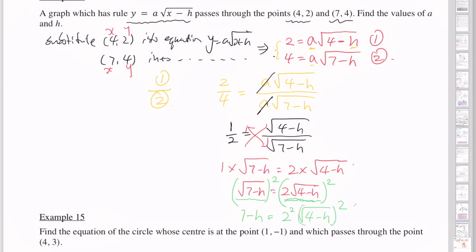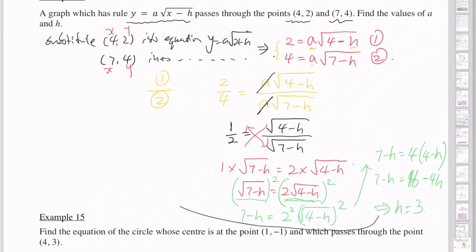Okay, and then you will have 7 minus h equal to 4 times 4 minus h. Expand the bracket, 7 minus h equal to 16 minus 4h. Simplify, h will be equal to 3. Then we know h, and we can come back and substitute h equal to 3 into my equation 1.